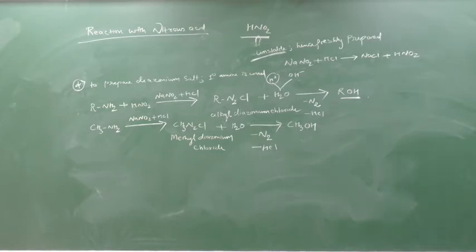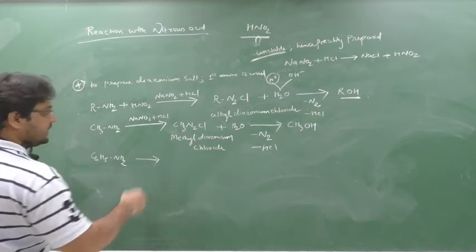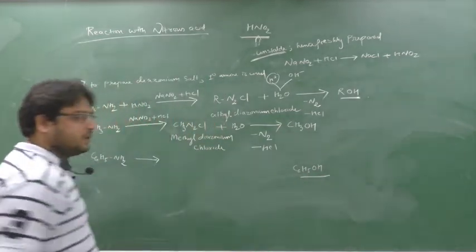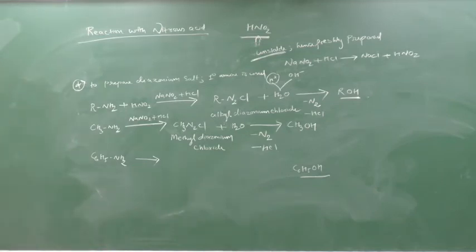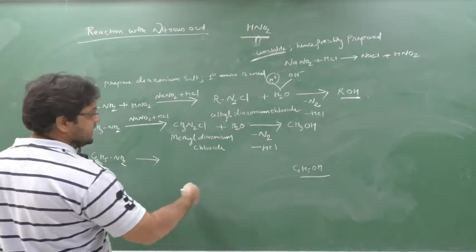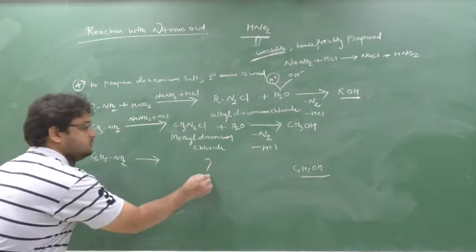This mechanism is a bit tough, so take a screenshot. I will go for the mechanisms. Clear? Instead of CH3, I can go with a phenyl ring also: C6H5NH2. Do it at home. Finally, you will get what? C6H5OH, which is known as what? Benzyl alcohol. Yes or no? Write this down. Here you will get C6H5N2Cl, benzyl diazonium chloride. You can do it at home and give me the answer.